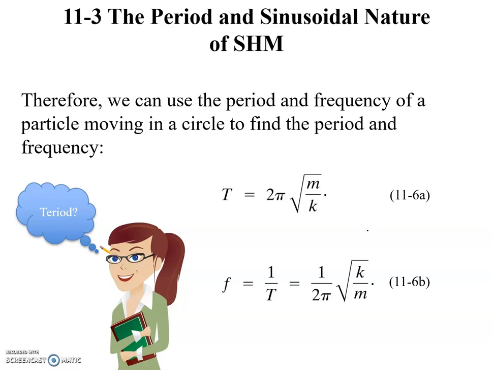We have to think back to our circular motion formulas and reuse some of these things. So the period, T's period, how long does it take for the mass to go all the way around in the circle, or as we look at it from the side, to go from side back again, one full cycle. That period is equal to 2 pi times the square root of m over k. And the frequency is just the inverse of the period, and that's 1 over 2 pi times the square root of k over m.